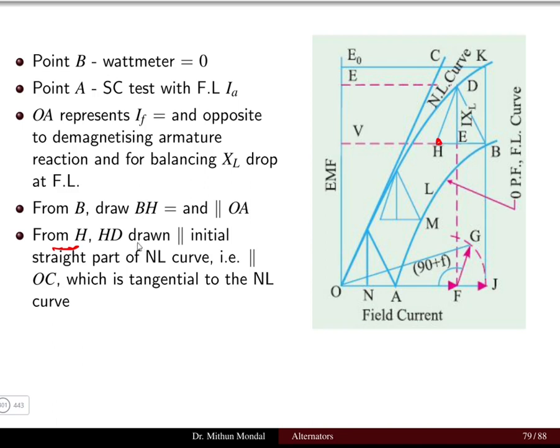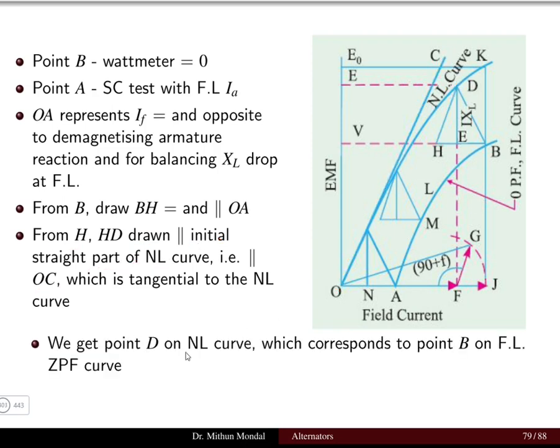From H, we draw a line parallel to the initial straight line of the no load curve, that is parallel to the line OC. So OC we have to first obtain. Here O and C is the line which is parallel to the OCC curve. So from H we draw a line HD which is parallel to OC. The OCC lies in the open circuit characteristic of the machine. We get a point D on the no load curve.